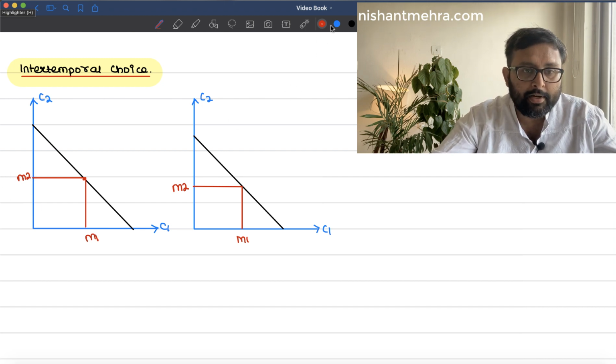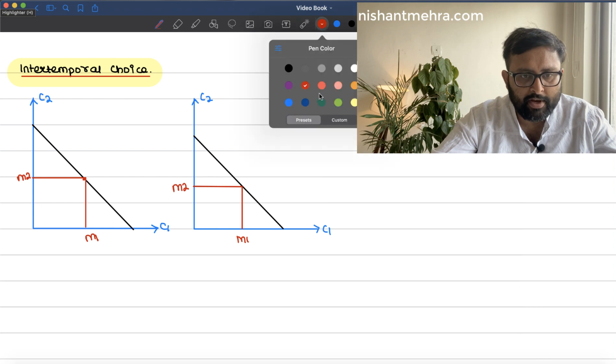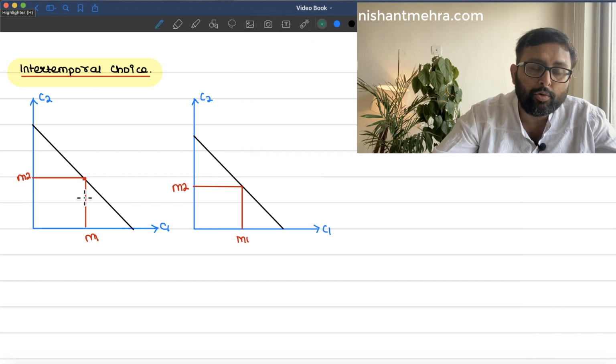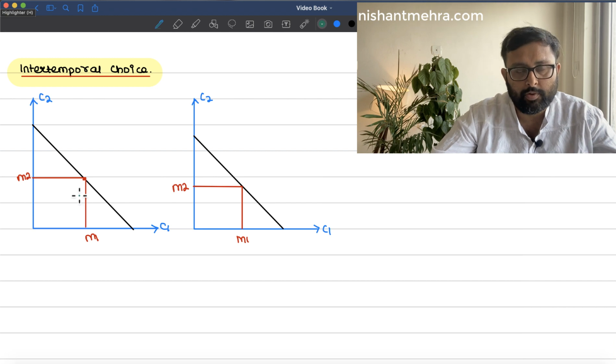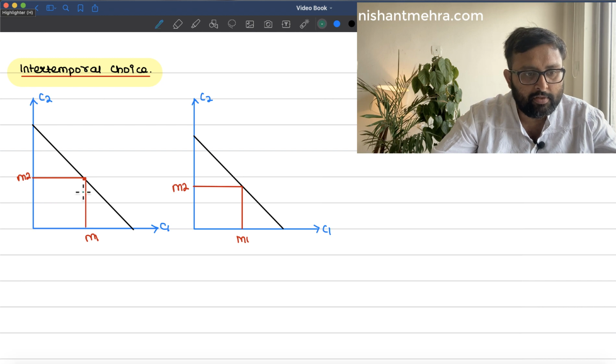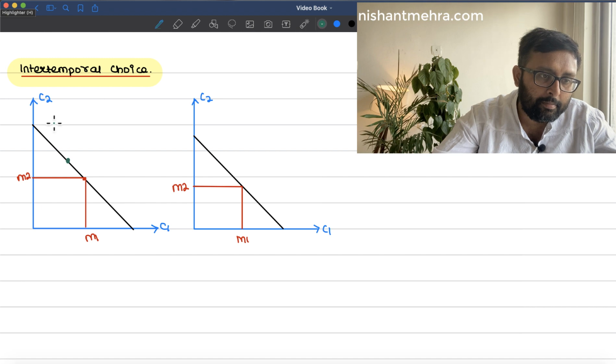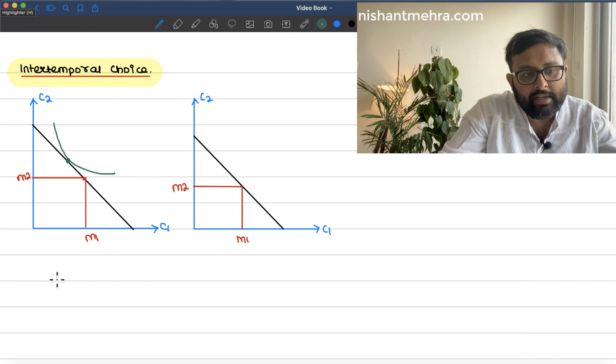Now supposedly if I am the lender, so it means that I'm going to consume less today, right? I'm the saver. So I'm going to consume less today as compared to my income. So if this is what my income was in time period 1, and if I want to consume less today, right? So what I'll do is, it means my optimal lies, let's say here. So this is the case when I am the lender.